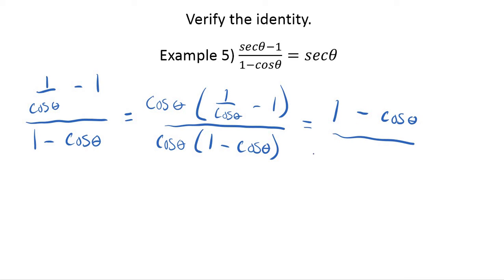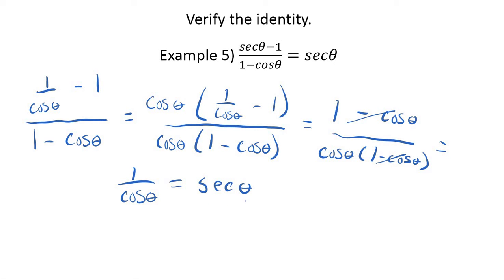Now on the bottom you could distribute, but I'm not going to. You'll see why. Let's just leave it like this. Can you see why I did that? Oh, 1 minus cosine over 1 minus cosine. Hey, I can simplify that expression. Those will divide out. And so I'm now left with 1 over cosine theta, which is the equivalent of secant theta. Hey, I got it.